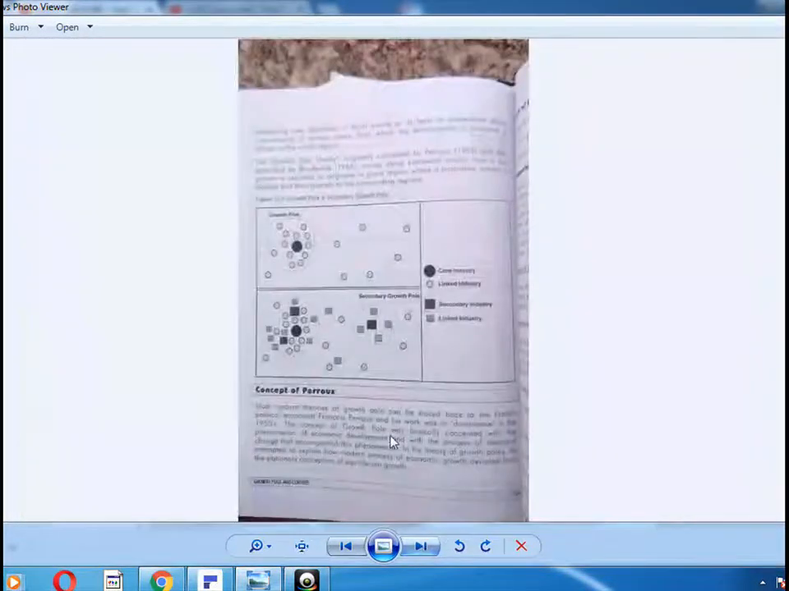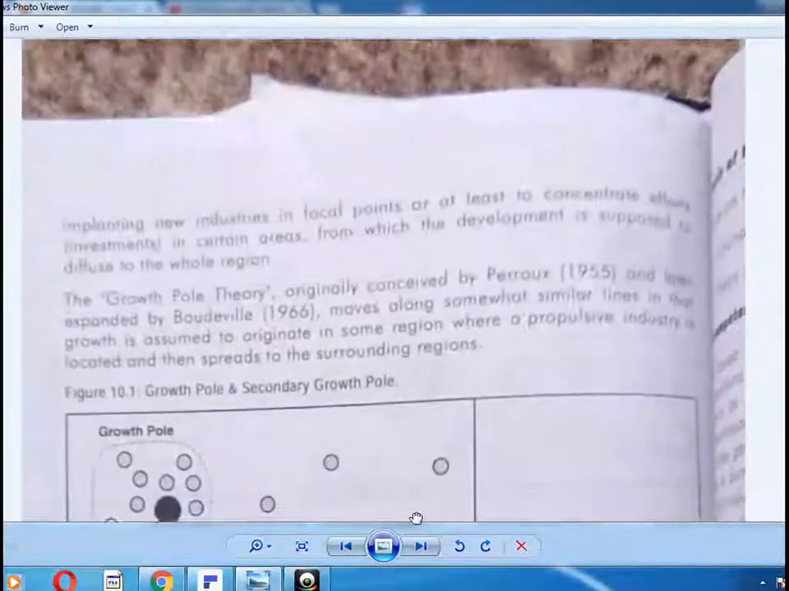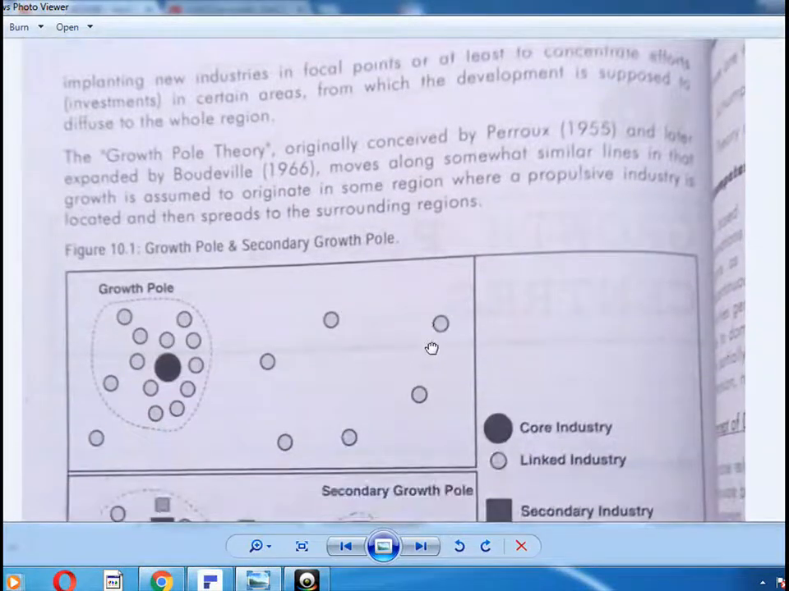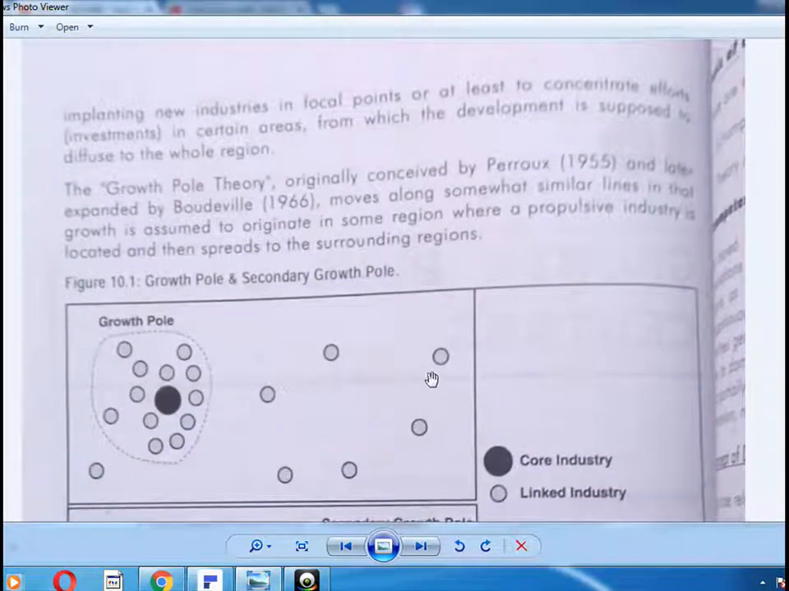So next we discuss other things. Implanting new industries in focal points, or at least concentrating efforts and investment in certain areas, from which the development is supposed to diffuse to the whole region. Okay, development is supposed to diffuse to the whole region.